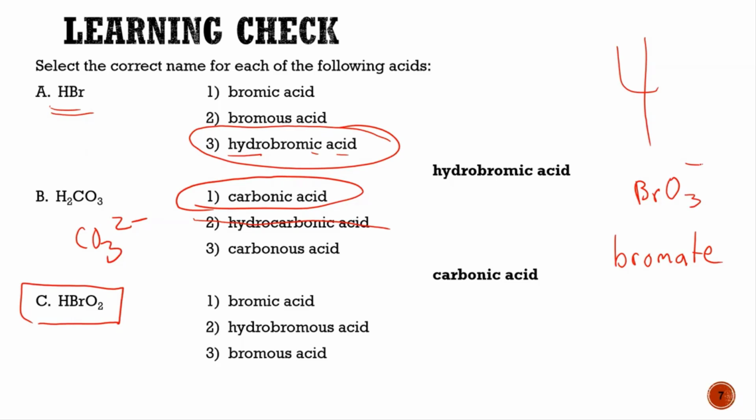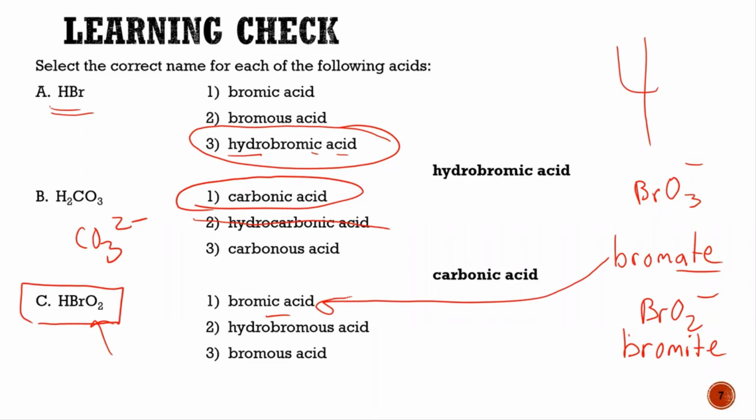Okay? When I look at this, it doesn't have 3. It has 2. So it's not bromate, it's what's one less? Bromite. It's bromite. Okay? Because it's one less. And bromite gives me not the ic acid, because bromate gives me the ic acid. This has no hydro prefix, so that's not binary. So this is bromous acid.